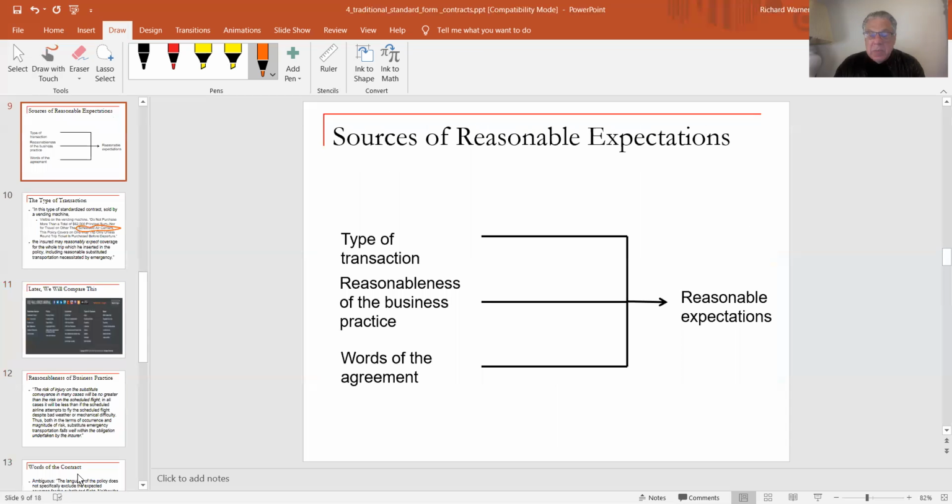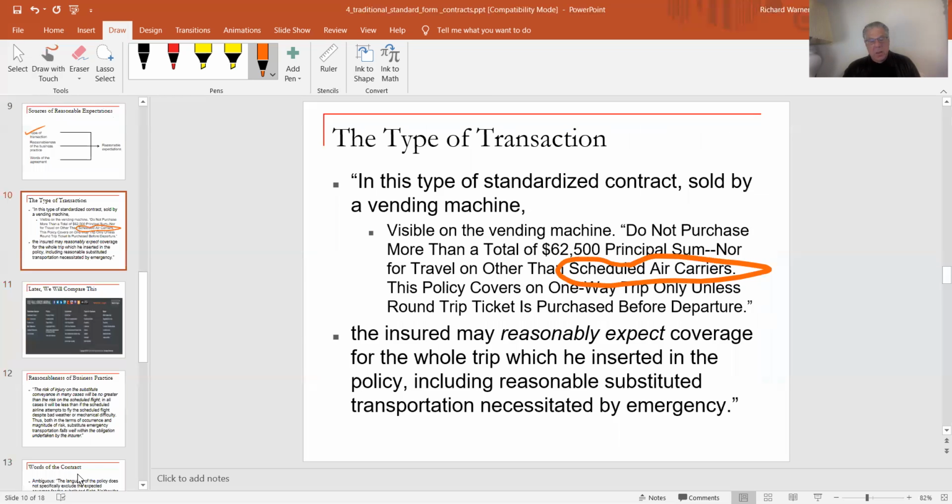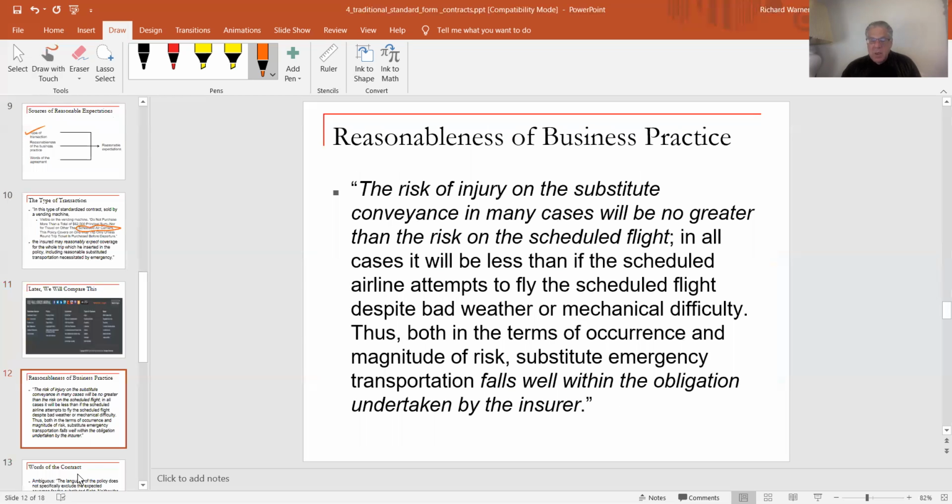Okay, so we've talked about type of transaction, right? Our next is reasonableness of the business practice. Now we're just working through the things the court talks about. We will eventually raise a puzzle about how all this is relevant to Mr. Stevens' reasonable expectations. But if that's bothering you, don't worry about that yet. We're going to get there. Does the court next ask, well, is the business practice reasonable?